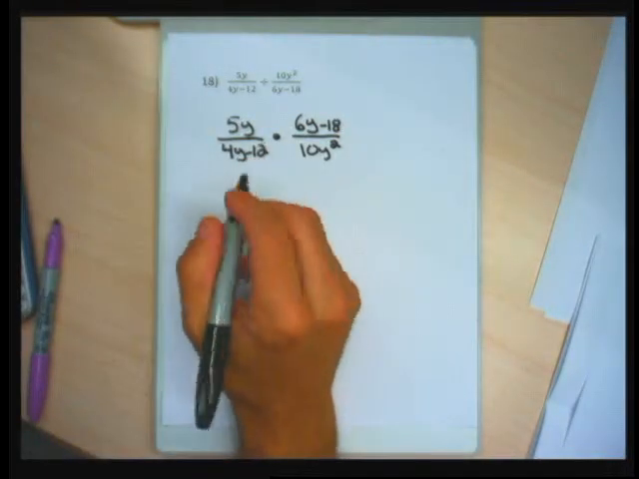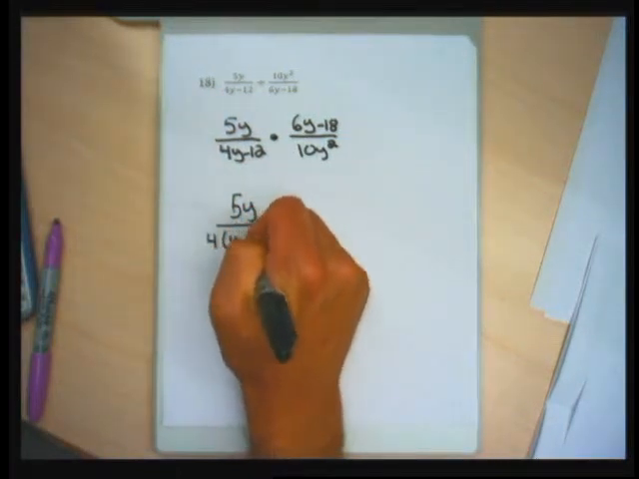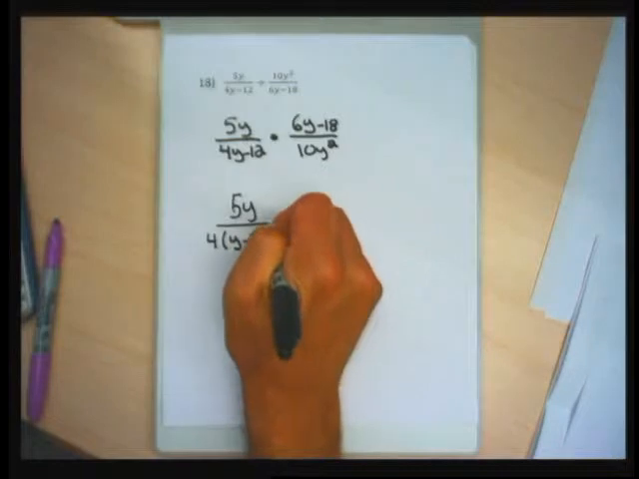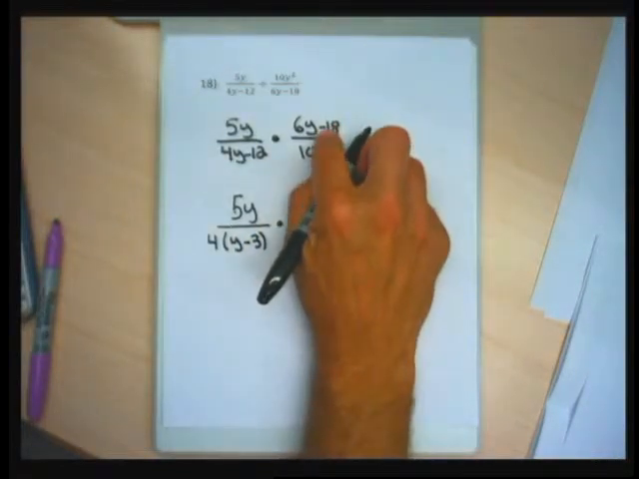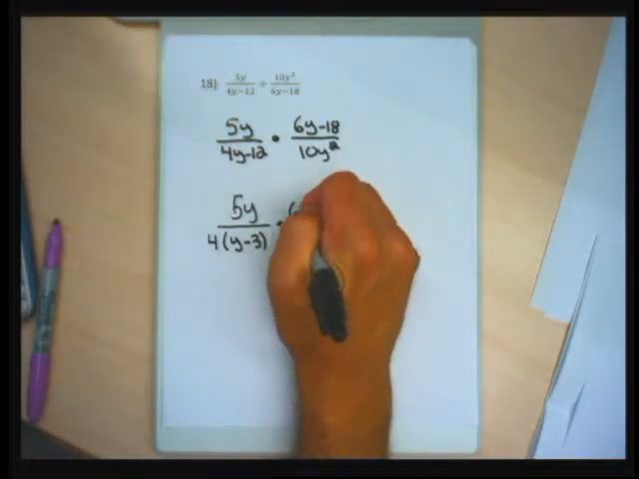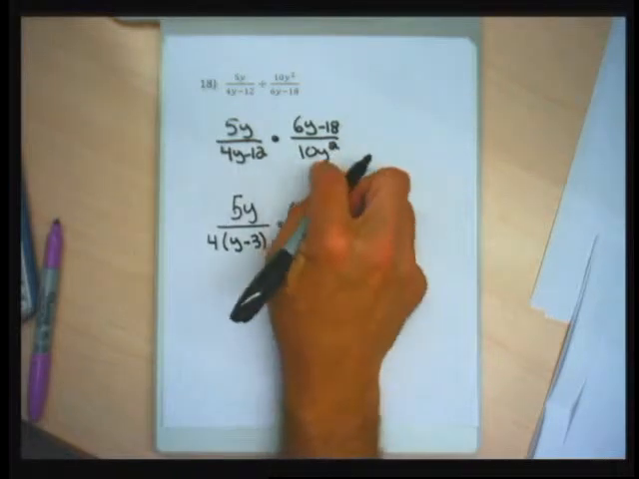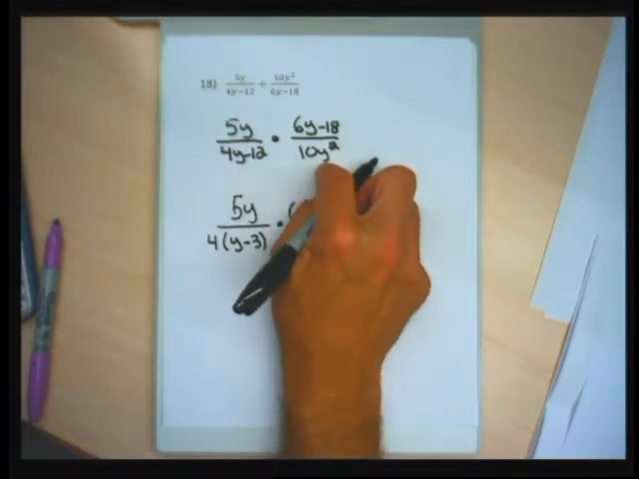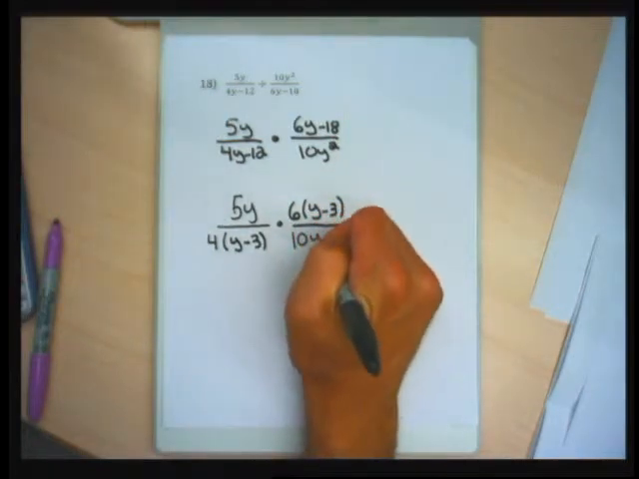The 4y minus 12, there's a common factor of a 4. I'm going to factor out that 4 and be left with a y minus 3. The 6y minus 18 has a common factor of a 6. I'll write a 6 outside of parentheses and be left with a y minus 3. The 10y squared doesn't factor because there aren't any pluses or minus signs, but I like expanding the exponents.